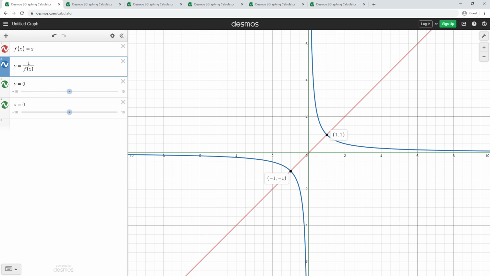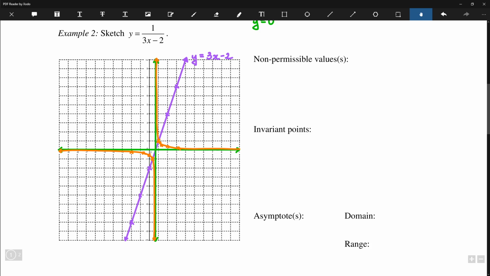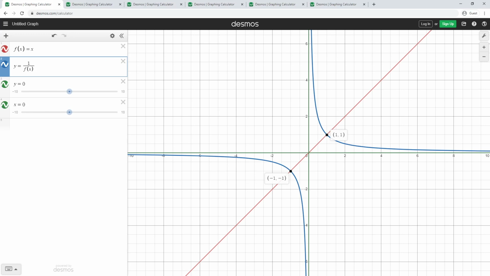Okay, so next we have example number 2. Sketch y equals 1 over 3x minus 2. So once again, in purple, we have the graph y equals 3x minus 2. And in orange, we have the reciprocal function, so that will be y equals 1 over 3x minus 2. Okay, so important things to note here. Let's go back to Desmos and look at the graph.